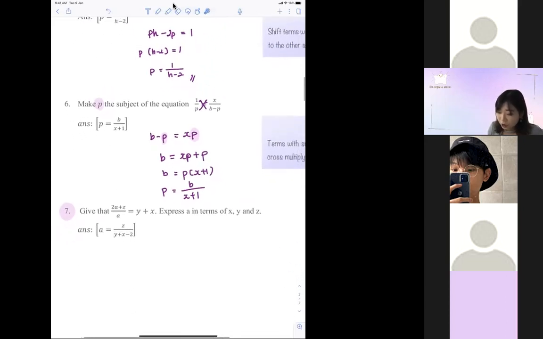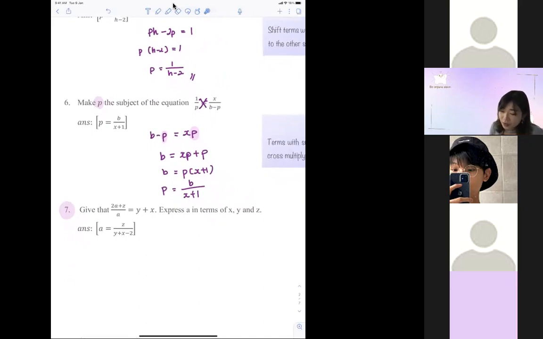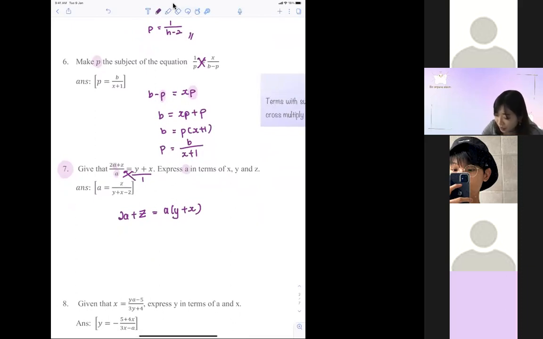Okay, so now let's see question 7. Whenever you see a making the subject question, first thing you identify what is your subject. So express A means A is your subject. Underline your subject first. Every time when you see that your subject is in a fraction, you break the fraction first. So the first thing we do is to cross multiply. So 2A plus Z. Remember when you write Z, help me put a line. A times Y plus X. Okay, then expand the bracket first.